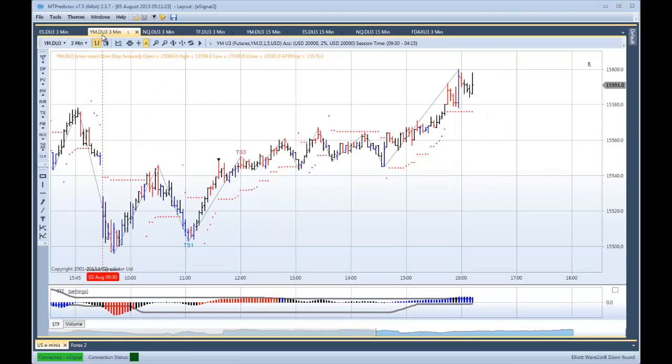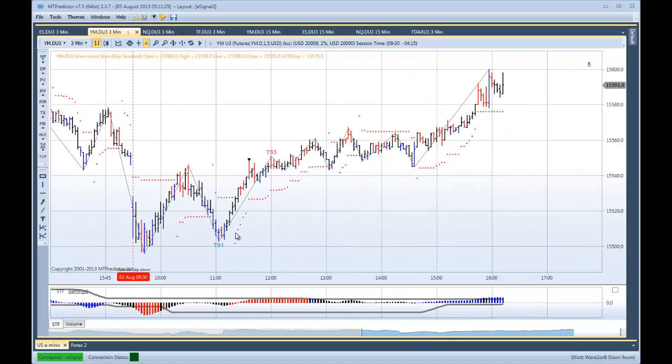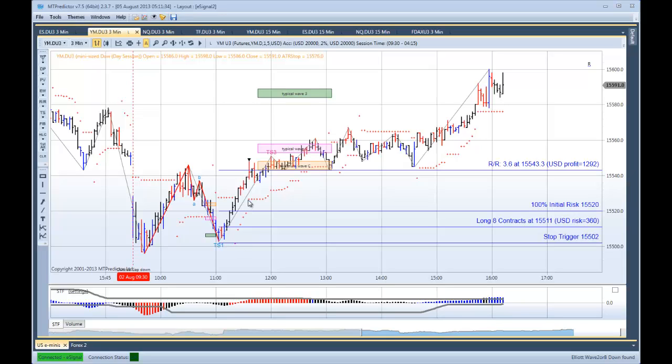Let's have a look at the YM. Well, lo and behold, we had a TS1 buy setup here. This was a standard MTPredictor trade setup because it was on a black STF. So even for standard traders, this would have been a nice trade into the first target for a nice 3.6 hour profit. However, for the advanced traders among you, what difference would we have done in the trade management?